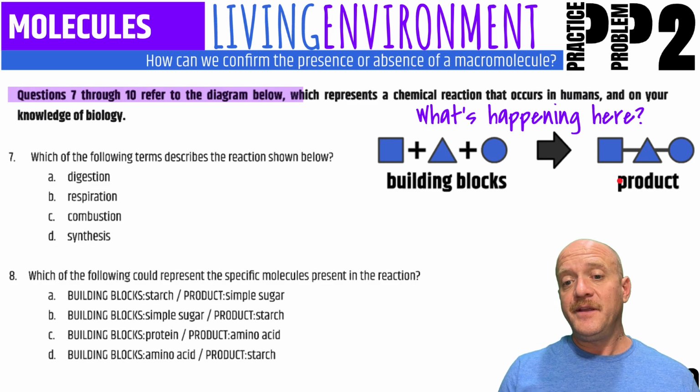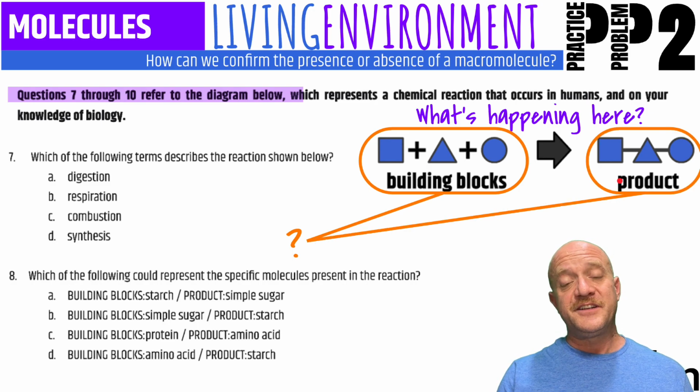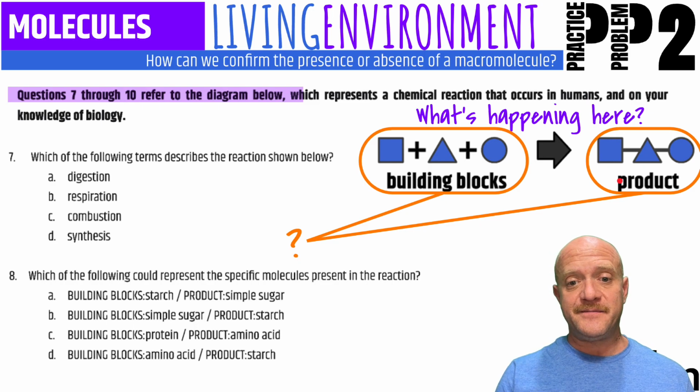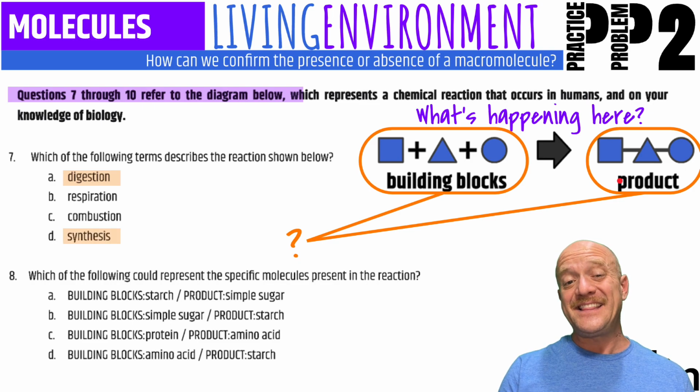In addition, you should be indicating what are these building blocks? What's another word that could represent them? Also, what's another word that could represent the product? Now, if you've done this, you should also indicate what is meant by question 7, digestion, and synthesis.